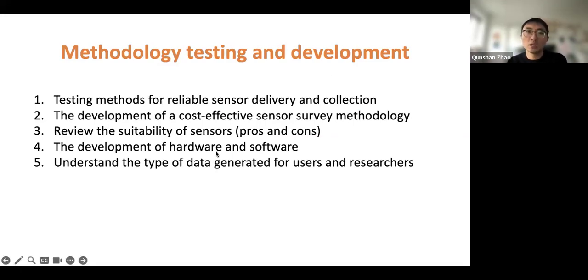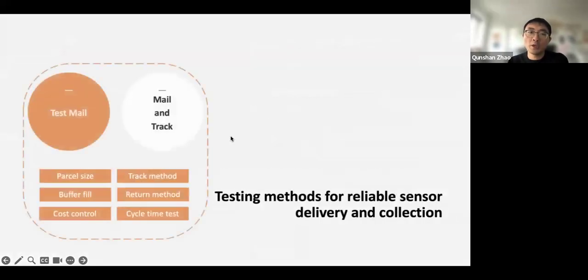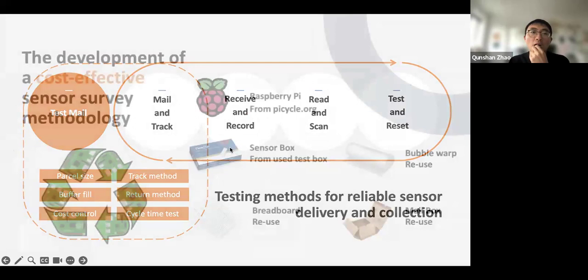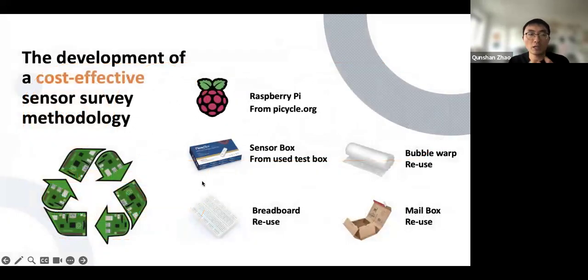So we have done a series of testing around how we can actually mail the sensors out, get them back and reuse them, because if we want to survey 50 people but may only buy 20 sensors, we really need to reuse them. So there's a series of different tests we do. And also how we can design a cost-effective sensor based on the different components.